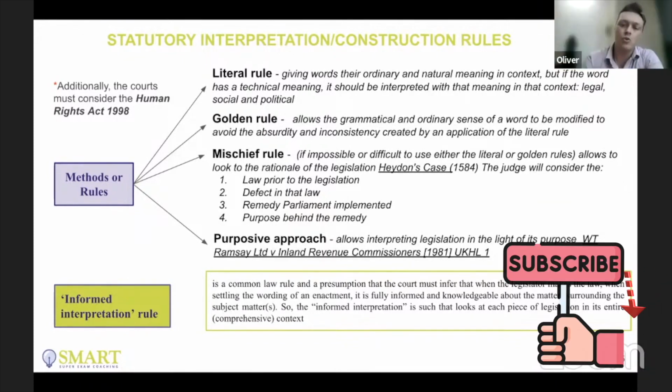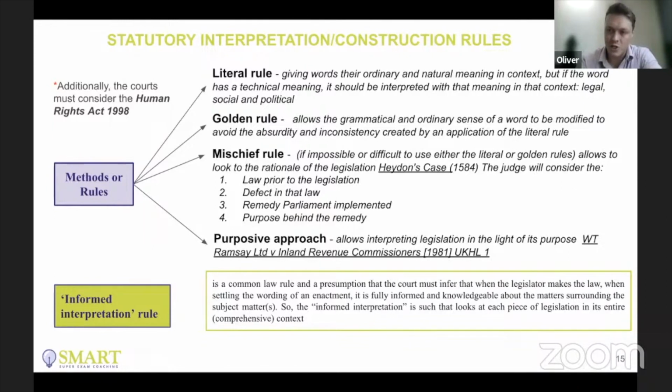The mischief rule is more when we look at the intention of the legislation. We obviously still need to look at the words, but we look at what was originally intended by Parliament when creating this. So what we have on the slide is 5 things to consider under Heydon's case. This is what judges will look at. So what was the law previously before this piece of legislation? So whatever previous legislation existed or how this was reflected in common law.